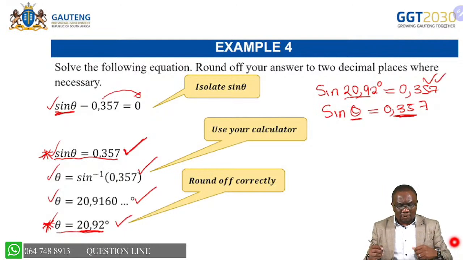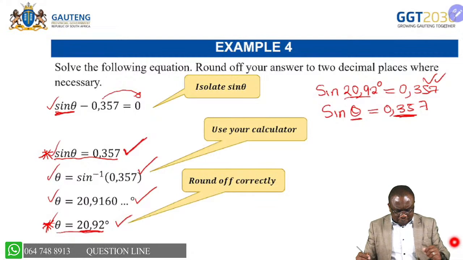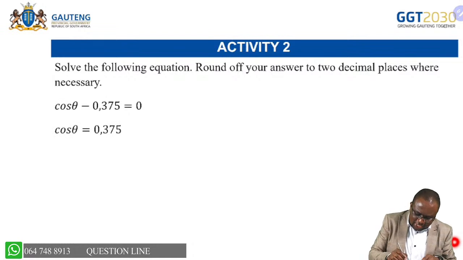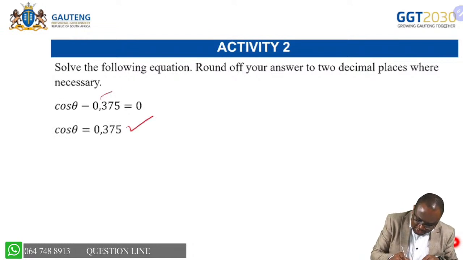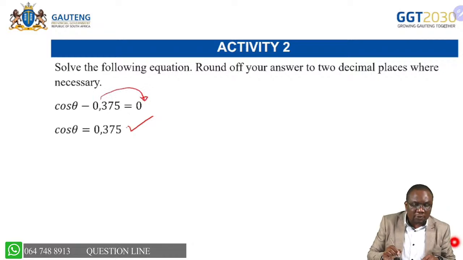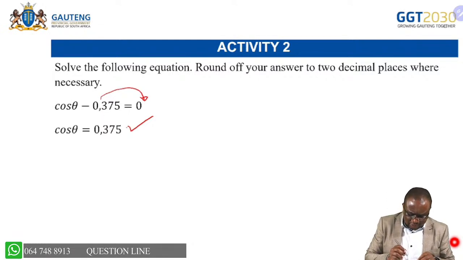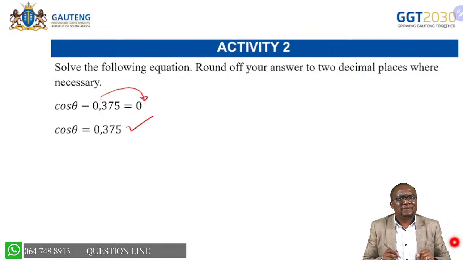Right. Let's go back and mark our work. What did you do, grade 10s? Did you isolate cos theta? Well done. Now you isolate cos theta, you get that, mark that, because we're transposing, negative 0.375. And then what do we do after that?